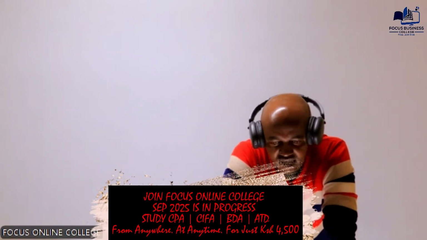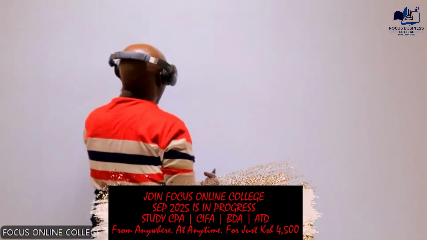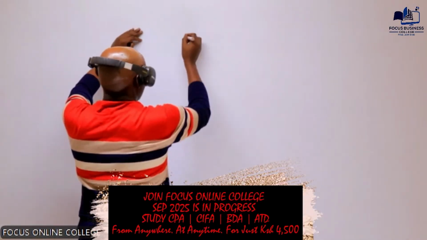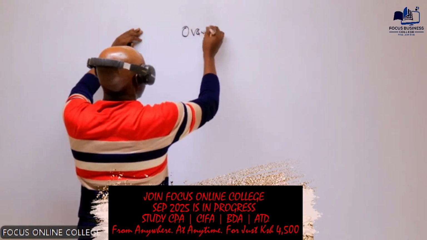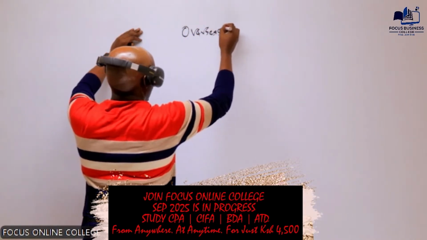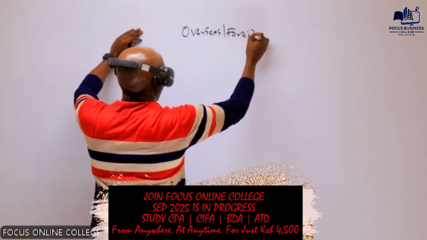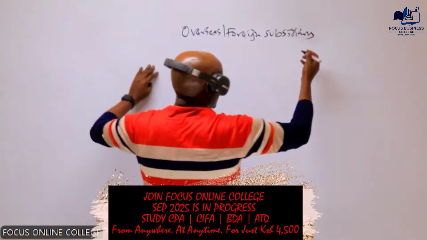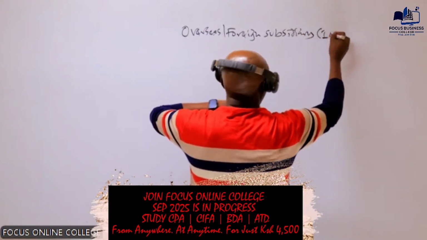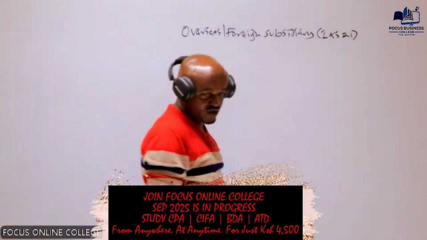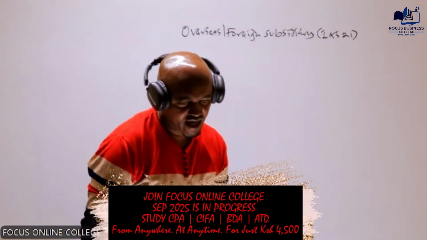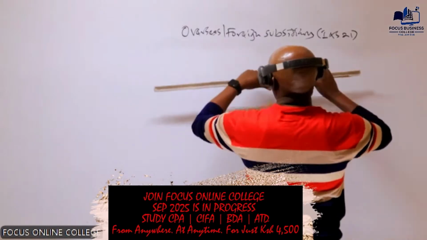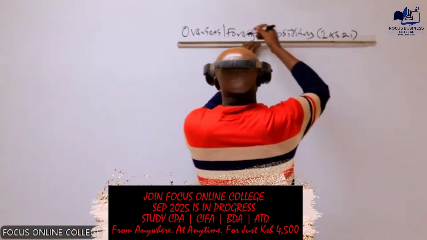So today I want us to proceed and look at what I think should be the last concept before we look at the group cash flow. I want us to look at what is known as the overseas. In other terms, we refer to this as a foreign subsidiary. A foreign subsidiary. And in this case, the standard which is applicable here is International Accounting Standard number 21, IAS 21, overseas, or a foreign subsidiary.